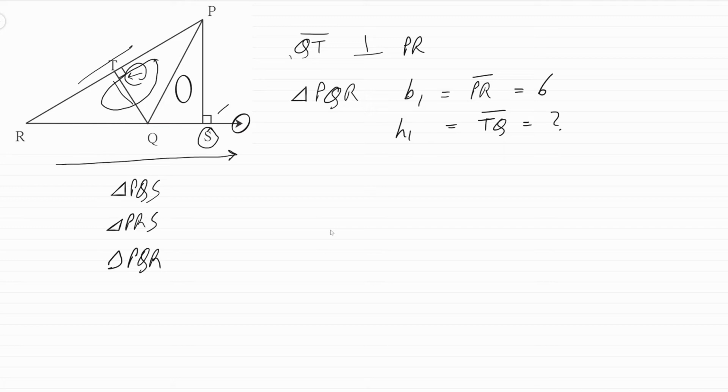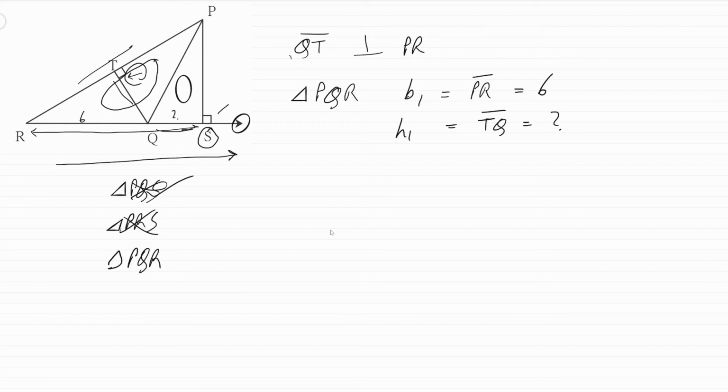Okay. So if I look at PQS, this is the base and I don't know its value. I only know this value. So forget this one. This is not needed. Then if I look at PRS, so that means this is the base. Okay. I don't know its full value because I know that this is 6, but I don't know what is this.